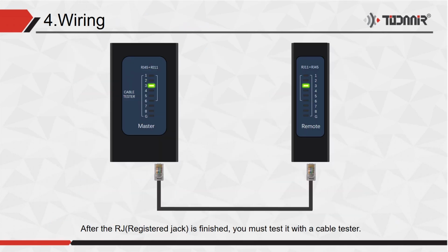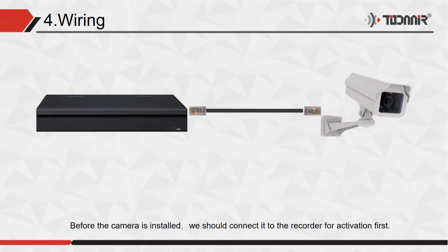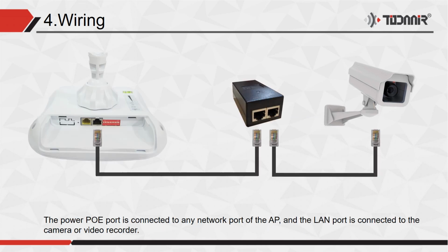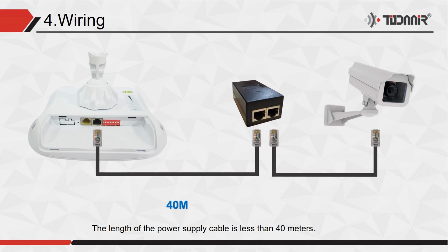After the AP is finished, you must test it with a cable tester. Before the camera is installed, we should connect it to the recorder for activation first. The PoE power port is connected to any network port of the AP, and the LAN port is connected to the camera or video recorder. The length of the power supply cable must be less than 40 meters.